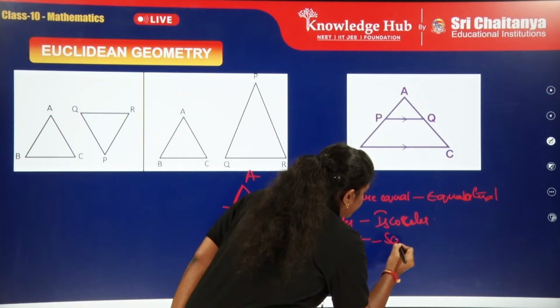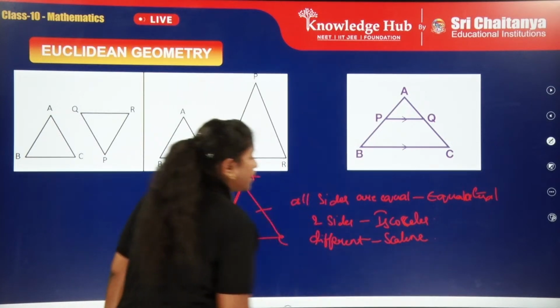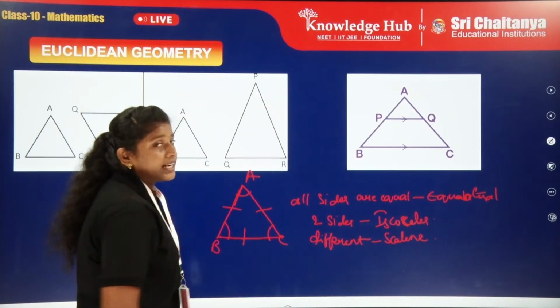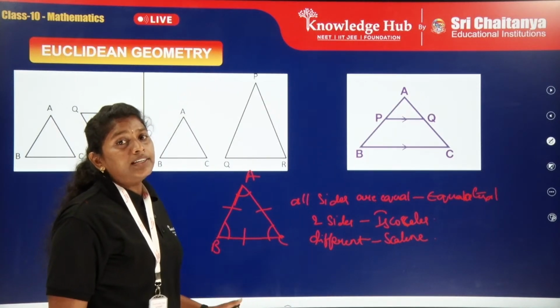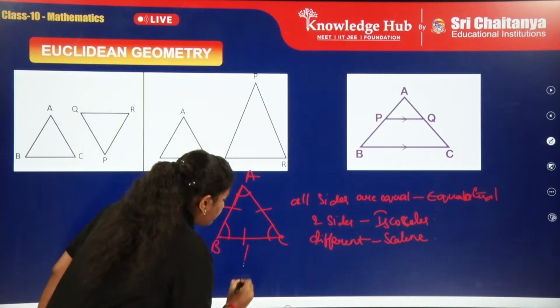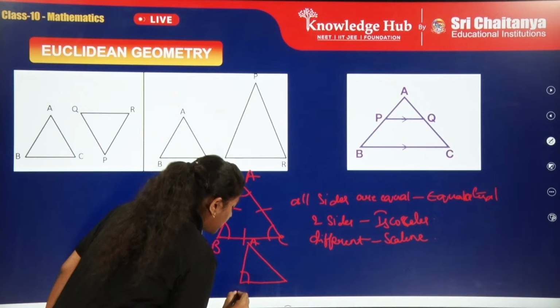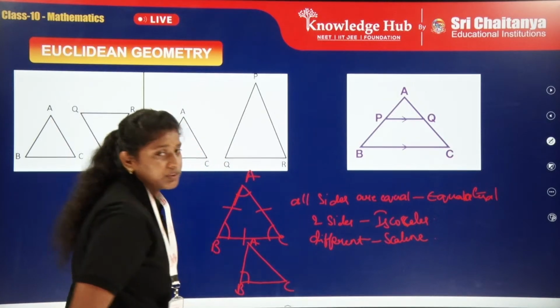Okay. So moving to the next, depending upon the angles, if all my three angles are acute angles, then it becomes the acute angled triangle. Okay. And if one of my angles in a triangle is 90 degrees, then it becomes the right angled triangle. Okay.